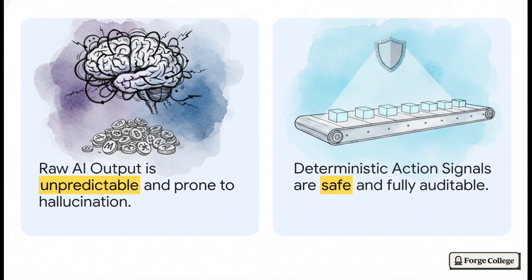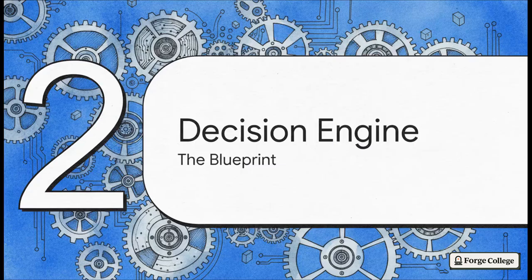They're unpredictable. They are incredibly prone to hallucinating a sudden burning desire to swap your life savings for magic internet money. You literally never let raw AI execute transactions directly. Never. Instead, we demand decision purity. We separate that messy creative calculation from the actual execution. We want a deterministic action signal, something that is completely safe, repeatable, byte-for-byte identical every single time, and fully auditable. So how do we actually build this thing?